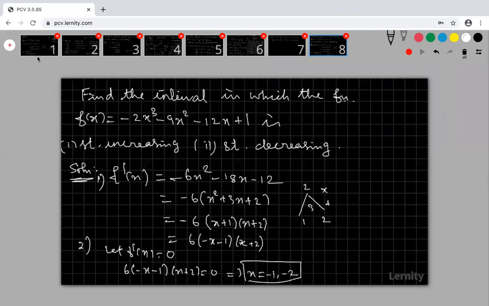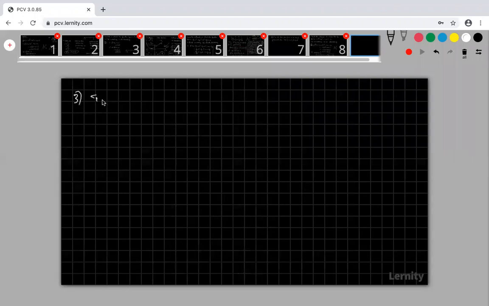Okay. Now come to the third step: intervals, sign of f dash of x, and nature of f of x.